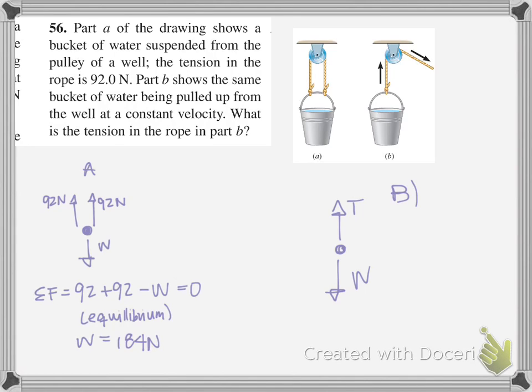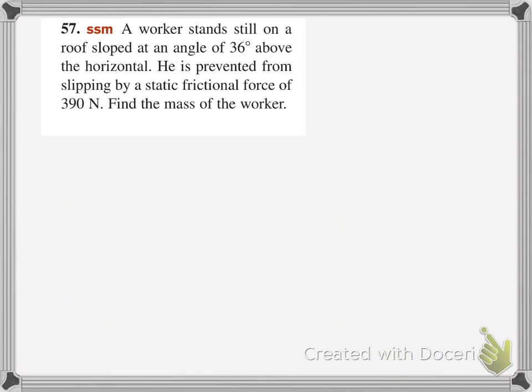Now, Part B, you can use the same type of thinking. Since you only have one tension force pulling you upward and your weight pulling you downward, you know that these two added together will have to give you a net force of 0 because it's in equilibrium. Therefore, T minus W will be equal to 0, so T is equal to W. And since you already know from Part A that your W is 184, you know that your tension will also be 184 newtons. Let's look at another problem.